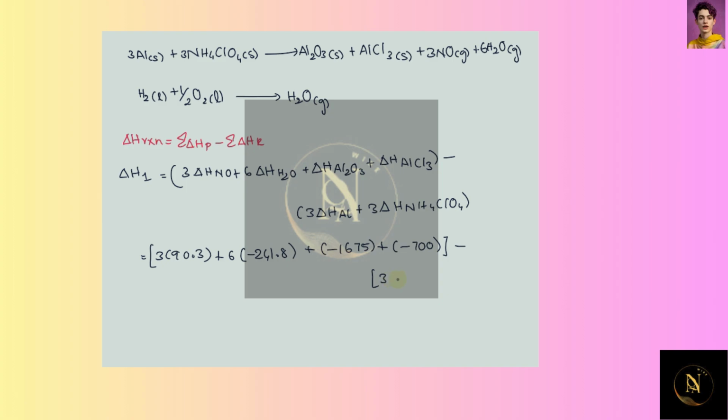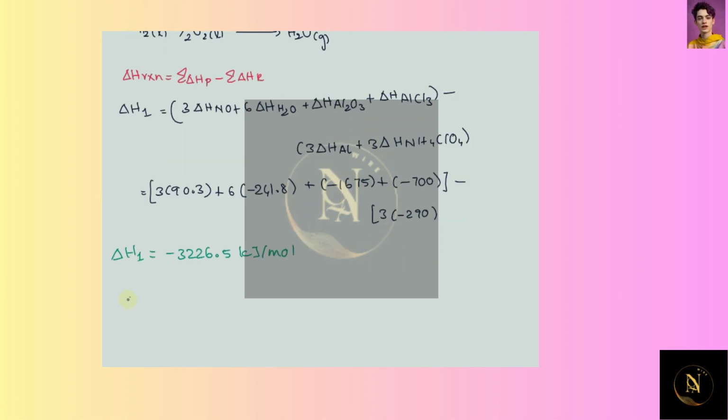Then 3 into minus 290. On solving this, we will get the del H of the combustion of the first fuel, that is aluminum with perchlorate ion, will be equal to minus 3226.5 kilojoule per mole.